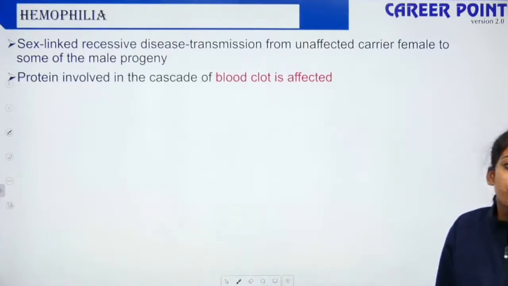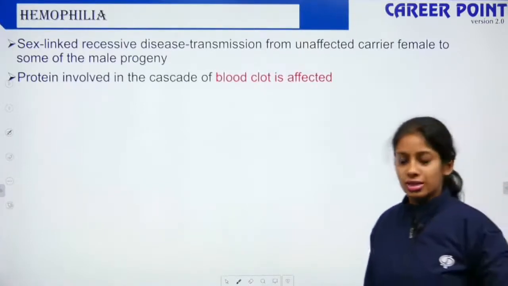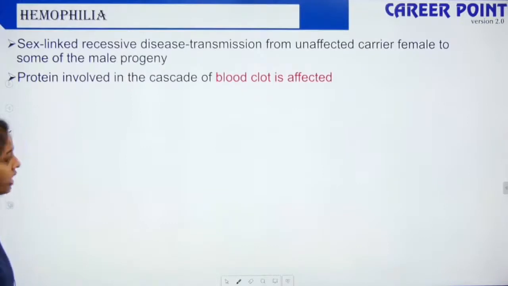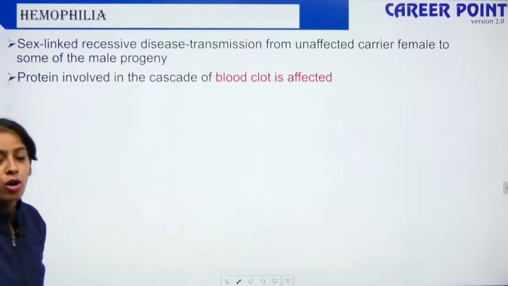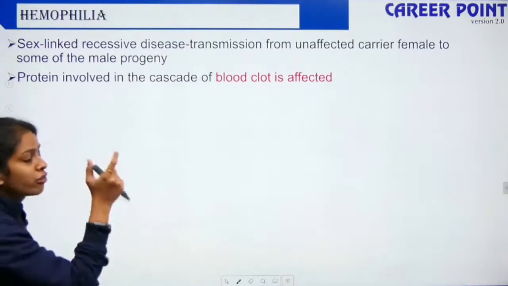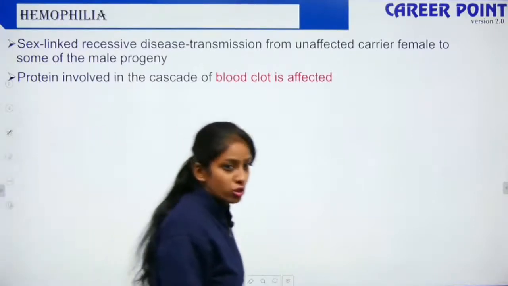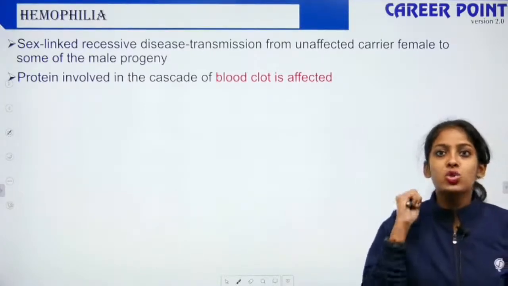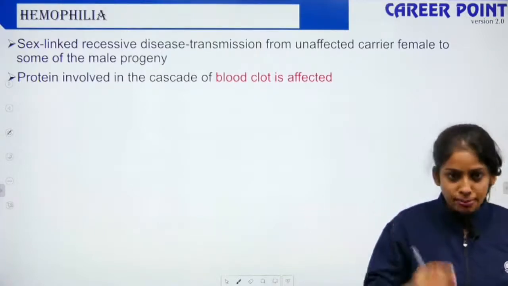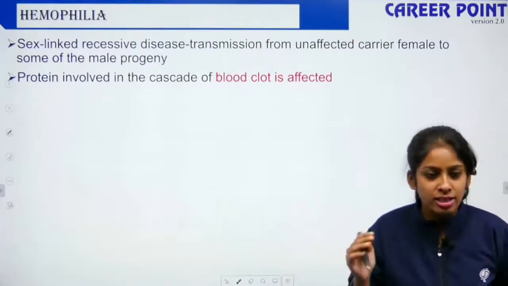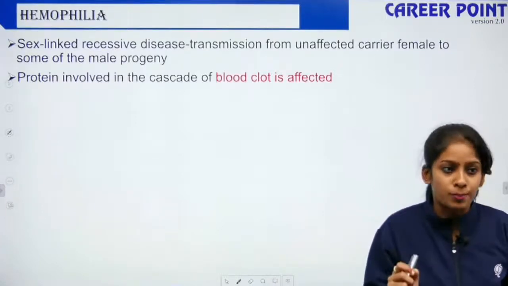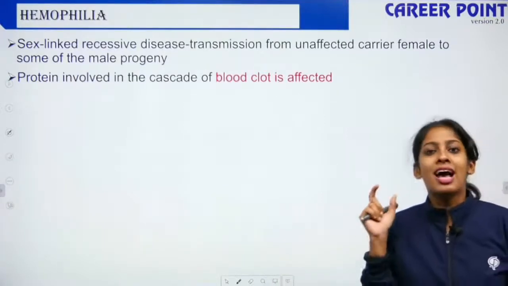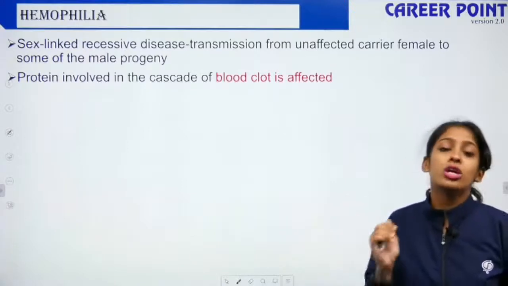So what happens in case of hemophilia? In your color blindness, the cones are not stimulating properly. What happens in hemophilia? The protein involved in the cascade of blood clotting is affected. You have clotting factors, right? Your blood has to clot. If you get hurt, your blood will ooze out, but very soon it has to stop, so you do not have excess bleeding. Whenever you have fallen from the cycle, yes, it bleeds, but quickly the bleeding stops, because you have clotting factors induced by your platelets. If you do not have this clotting process happening, you will lose a lot of blood.